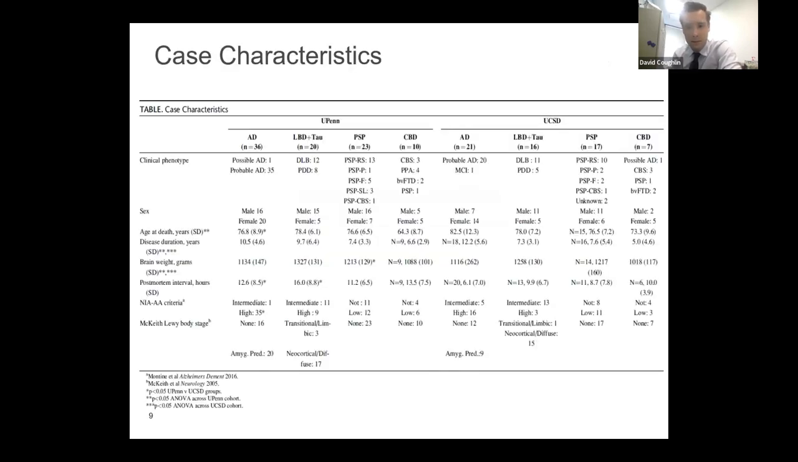So this was the set of cases that we were able to collect who fit those criteria. There were 150 cases in total that we analyzed. And despite the fact that they're from two centers and different diseases, they're actually fairly well matched as far as disease duration and age of death, with the CBD cases and PSP cases having a slightly shorter disease duration. There are a little bit more men in the Lewy body group than some of the other ones too, which is reflective of the male predominance in Lewy body diseases.